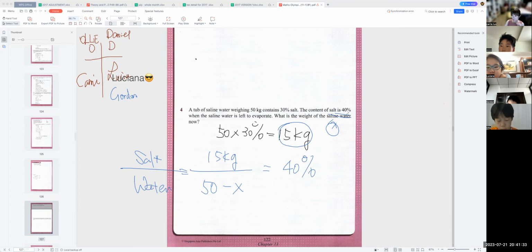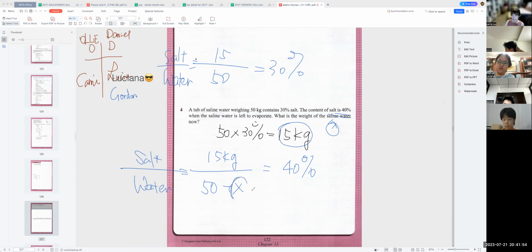Get it? So the new percentage, because 15 over 50 equals 30%, right? Because that was before the water has been evaporated. And now after the water has been evaporated, X kilograms of water has gone, but the salt is never gone with the water. So that's why the percentage of salt has increased. So it's 15 over 50 minus X.